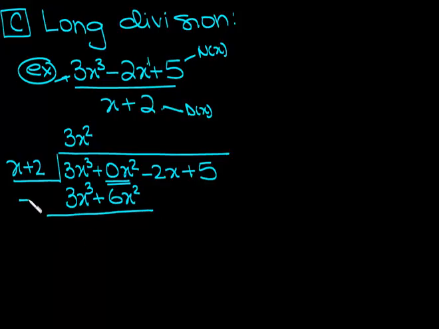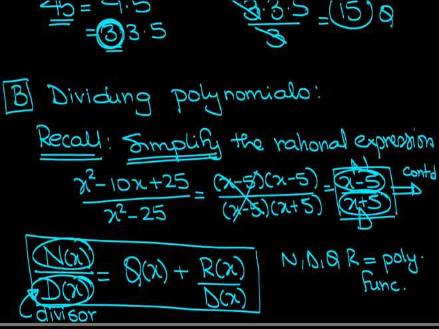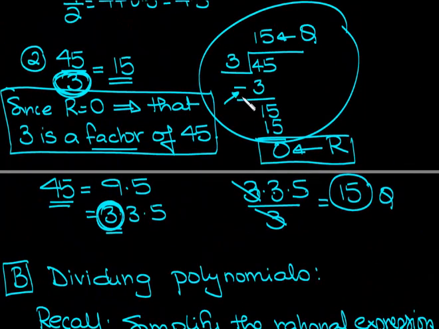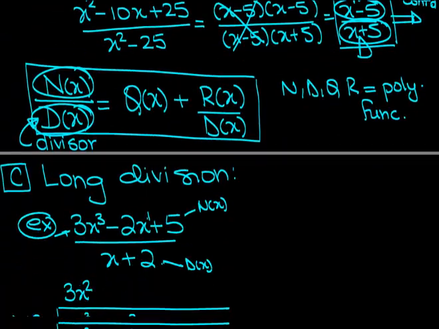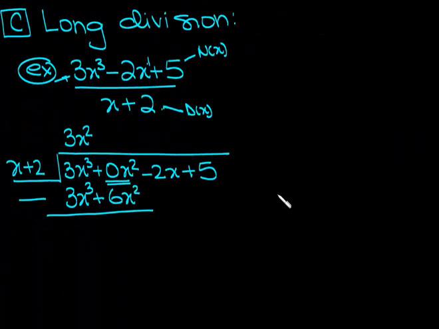Then we're going to subtract just like we did before. Out here we subtracted, correct? So we're going to do the same thing, except we have to be careful here. What are we doing here?